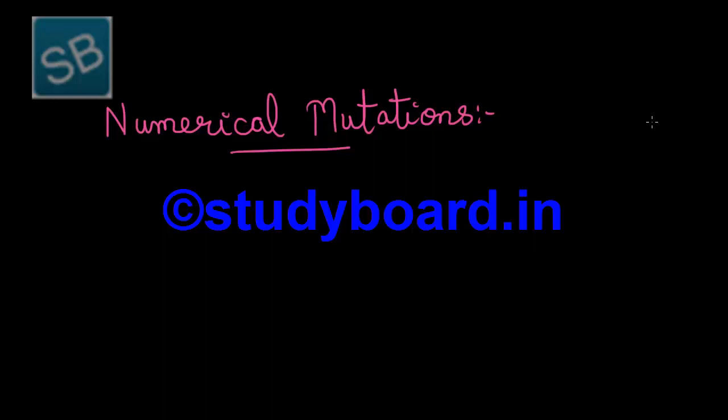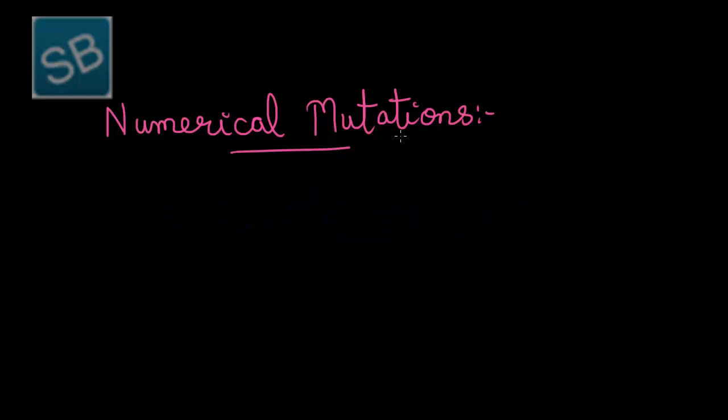As discussed earlier, out of all, there are mainly three types of mutation, that is numerical mutation, structural mutation and gene mutation. So let us begin with the first, that is numerical mutation. Now, the term itself suggests that the changes in the number of chromosome set or individual chromosome can be defined as numerical mutation.